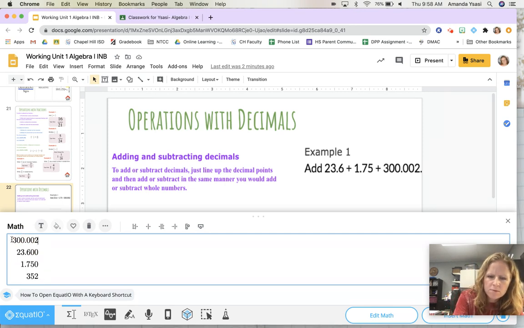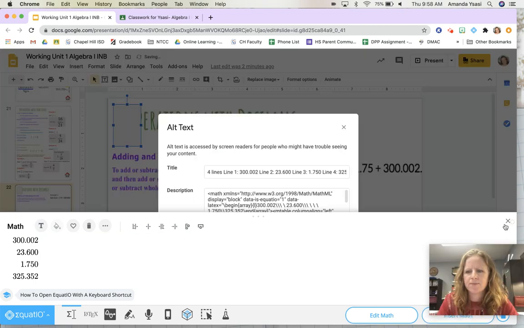I'll put a 1 here. So then there's a 1 right here. So 1 plus 3 plus 1 is 5. And then 0 plus 2 is 2. And then 3. So now I just need 2. And so you carry your decimal down. So 325.352. Okay, insert it.